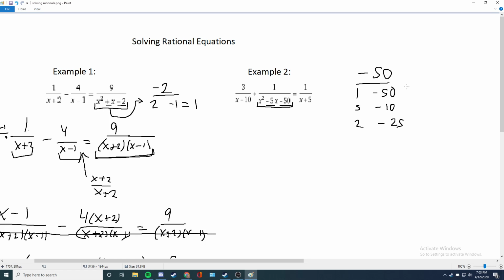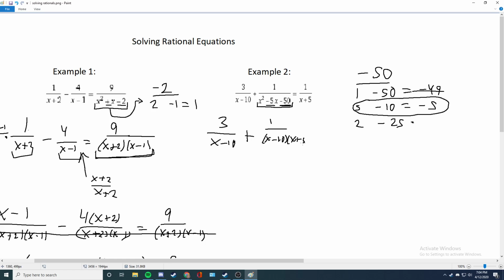So if we add up each of these, we want to see which one adds up to -5. So this one's -49, not that one. This one is -5, so we'll pick these two numbers. So if we factor it out again, we get 3 over x minus 10 plus 1 over x minus 10 times x plus 5 equals 1 over x plus 5.